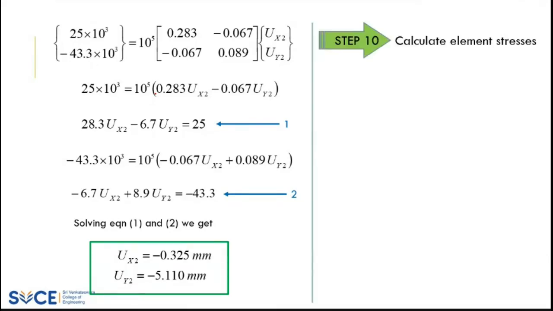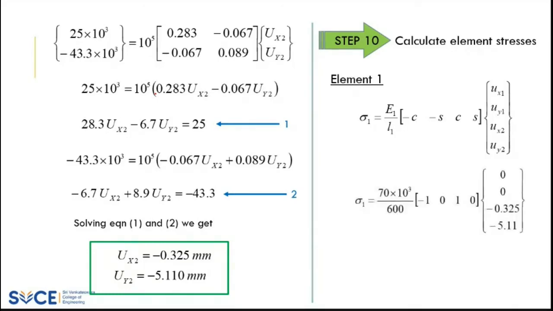We will go for element stresses. For element stress, you know the formula. Stress in element is equal to E1 by L1 times minus C, minus S, C, S, times ux1, uy1, ux2, uy2. This is for element 1. Just substitute it. Your Young's modulus is 17 to the power 3. Your length is 600. You already identified what C and S are for element 1. Substitute that: minus 1, 0, 1, 0. Now you know the values for ux2 and uy2, that you substitute. The others are 0, 0, 0. When you substitute, you will get your stress.